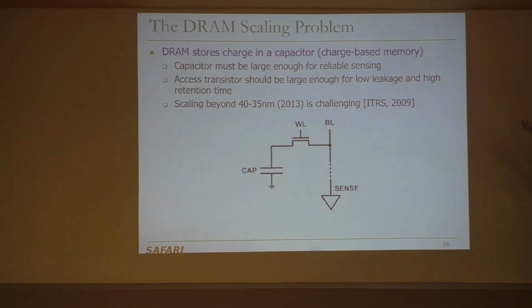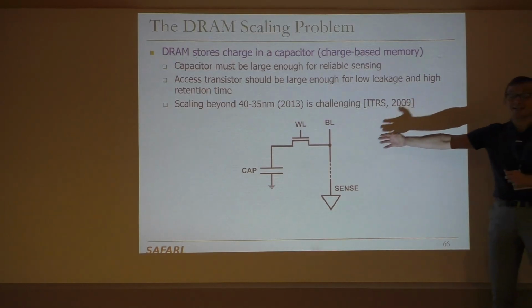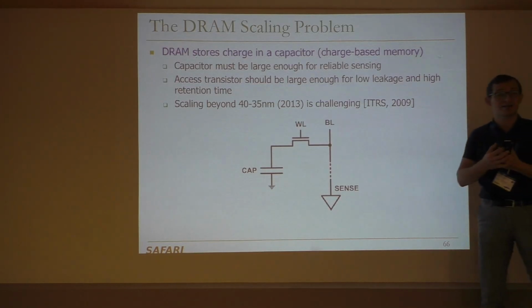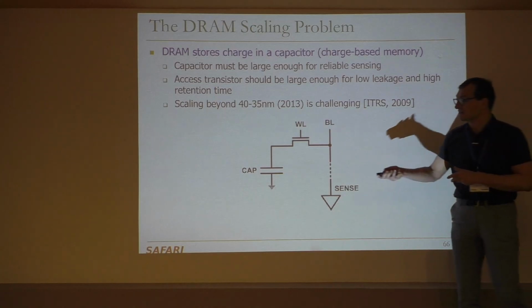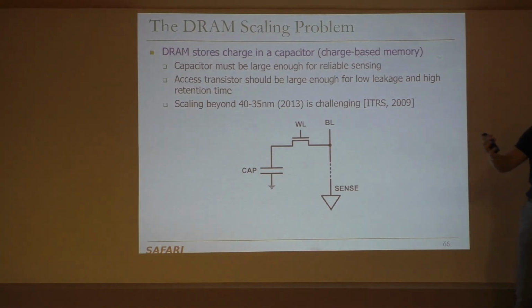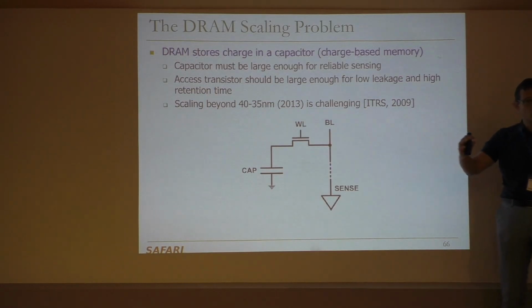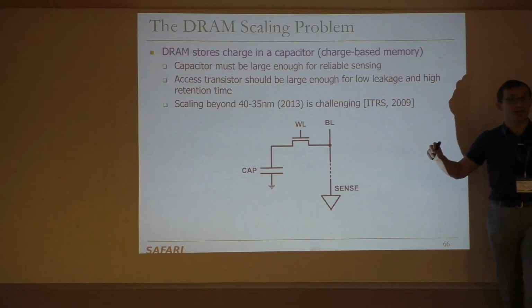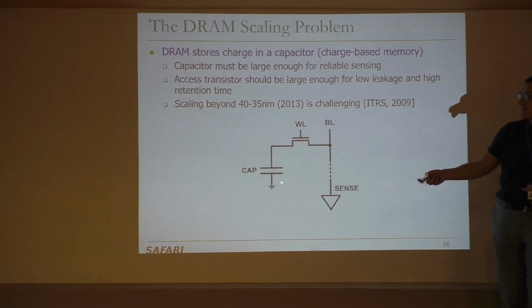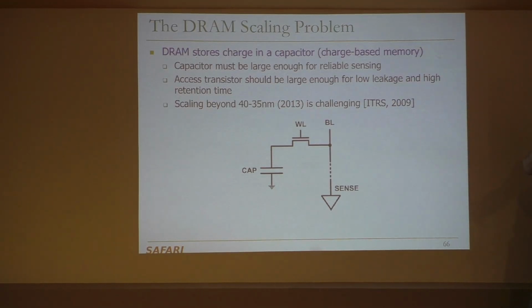Basically, what is the scaling problem? We're looking at DRAM here, but any kind of memory technology requires two things to operate correctly. One is the storage device, the other is the access device. In DRAM, the storage device is the capacitor. You store charge in the capacitor, and that charge indicates one or zero. It's charge-based memory. And this capacitor must be large enough for reliable sensing. If it becomes smaller, it becomes vulnerable to different types of circuit noise. And we will see some types of circuit noise later on. It gets closer to the other cells, and they start affecting these cells. If it becomes smaller, it also has less charge, meaning that it needs to be refreshed more often because less charge gets lost more easily.